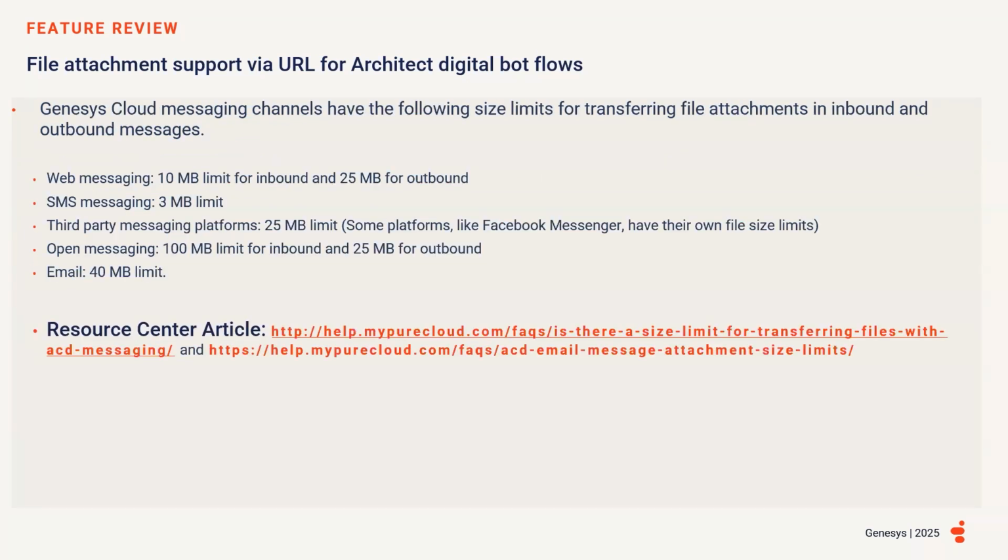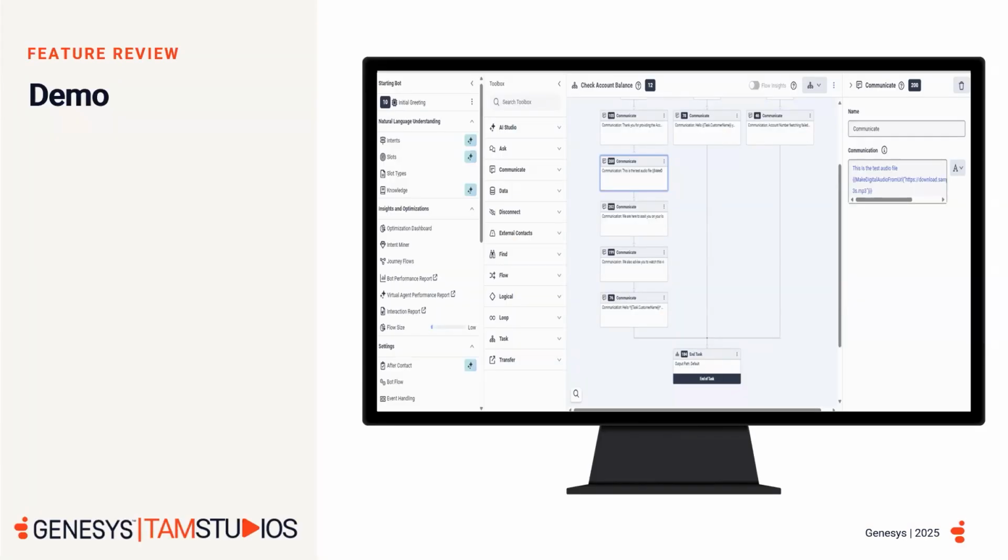Of course, Genesis Cloud messaging channels do have size limits for transferring file attachments for both inbound and outbound messages. And here are the details. And of course, the restrictions on the file types and the directions can be controlled via the supported content profile. Please visit the relevant Resource Center articles to know more about it. It's now time for us to see everything in action. So let's get into a demo.